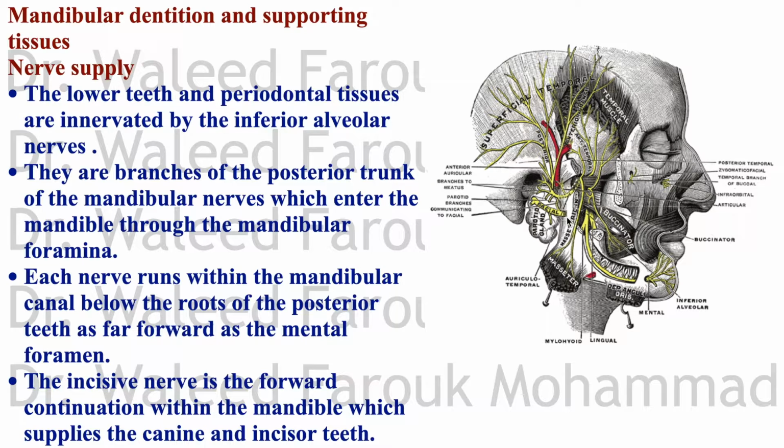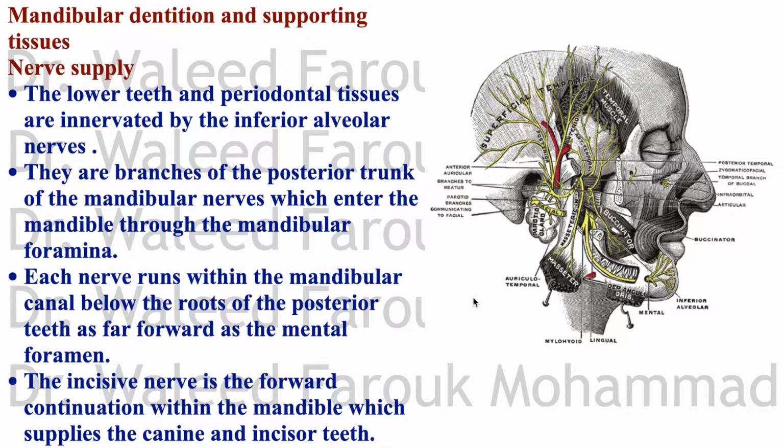To remind you, it divides into anterior and posterior divisions. The anterior division gives 3 motor branches and 1 sensory, which is the buccal. The posterior division gives 3 sensory and 1 motor branch.